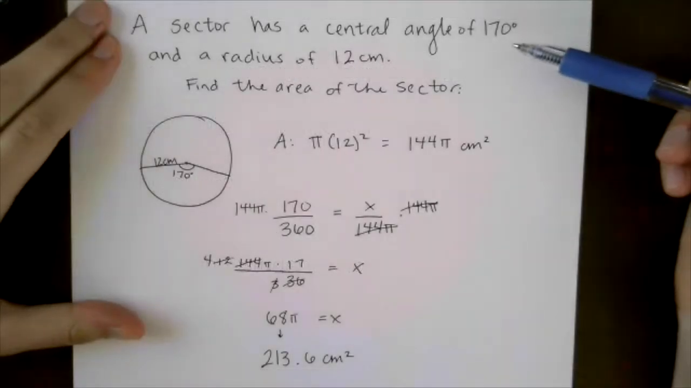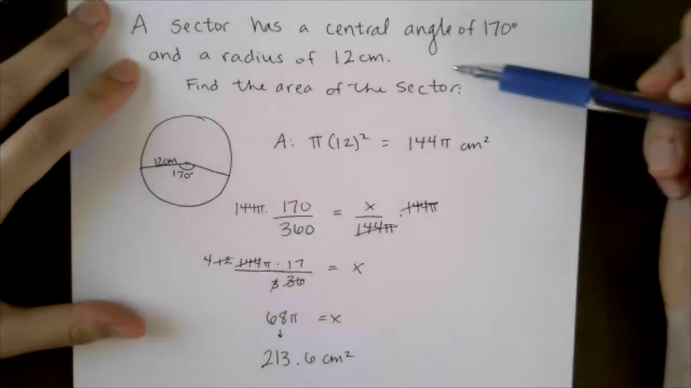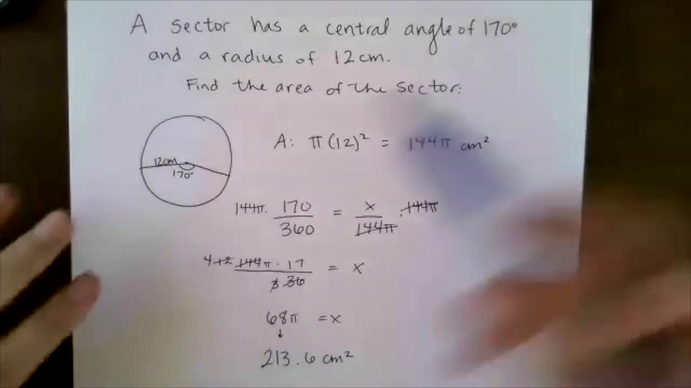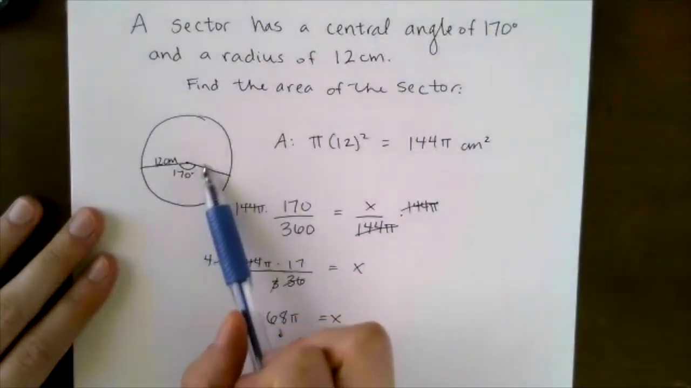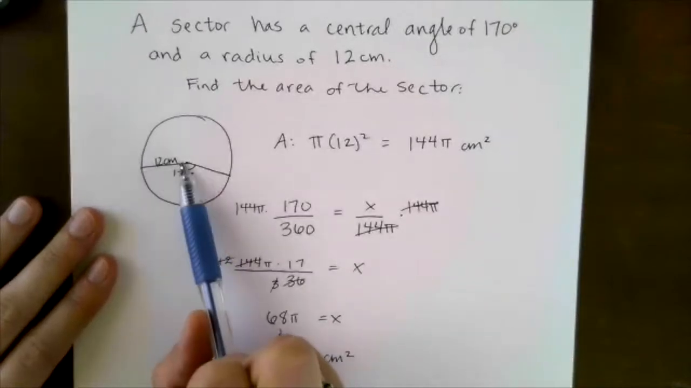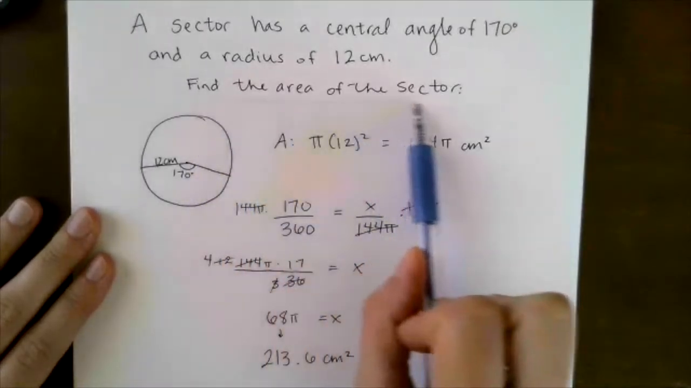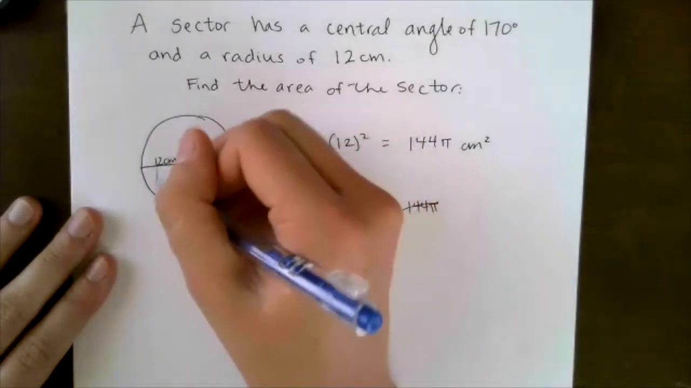So there's a sector that has a central angle of 170 degrees and a radius of 12 centimeters. So we've got this diagram, picture of what's going on there. We have the 170 degrees in that central angle and the 12 centimeters. We need to find the area of the sector. So I want to find this area right here.